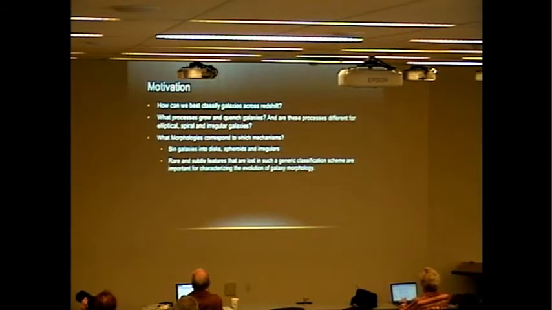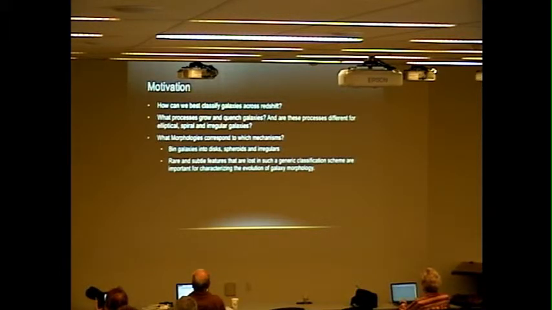So, motivation. I probably don't have to tell everyone here that there are processes that grow and quench galaxies, and these processes are different for ellipticals, spirals, and irregular galaxies. But how can we really determine what an elliptical, spiral, or irregular galaxy is? There are lots of different ways that we could do it. Traditionally, you could just visually classify them as a disk, a spheroid, or irregular. But sometimes this can lead to us missing rare and subtle features that would be really helpful for characterizing the evolution of galaxies.